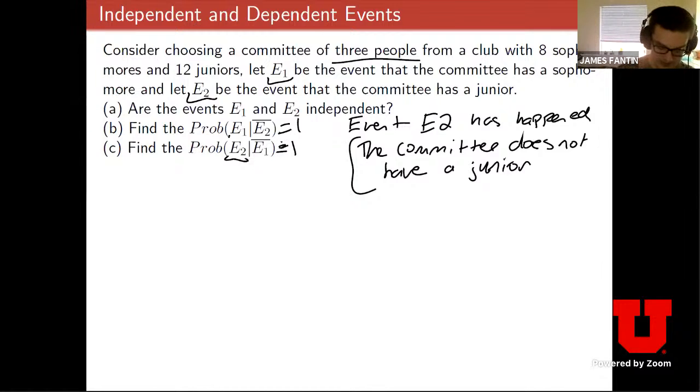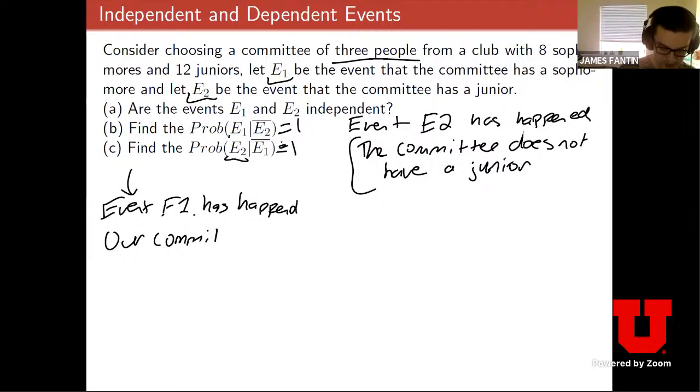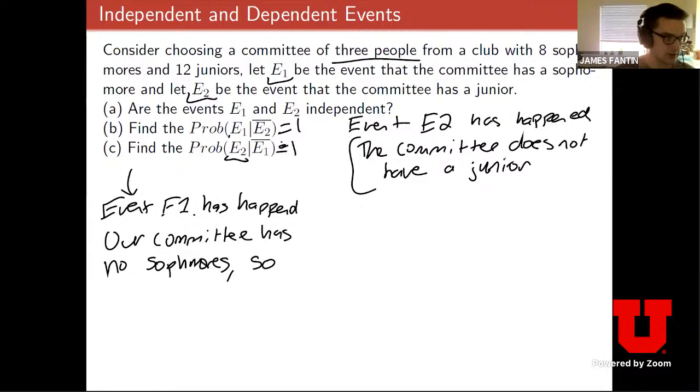Why? Because in this case, we know that event E1 has not happened. So our committee has no sophomores. So it can only contain juniors. There can only be juniors on the committee. So the probability that it contains a junior is 1. It's 100%. Note that this is also another way to explain why these two events are not independent.